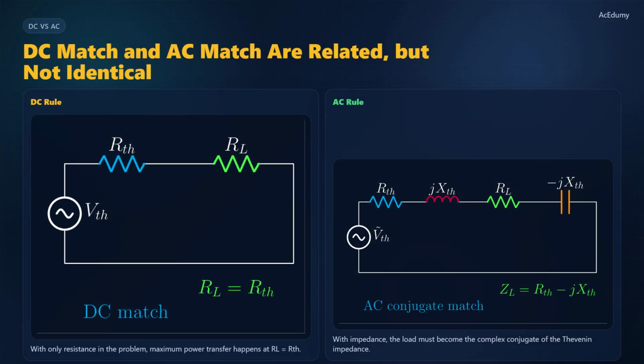In DC, the condition is simple. R load equals R Thevenin. In AC, we no longer match with resistance alone. Instead, the load impedance must become the complex conjugate of the Thevenin impedance. That is the AC maximum power transfer condition.